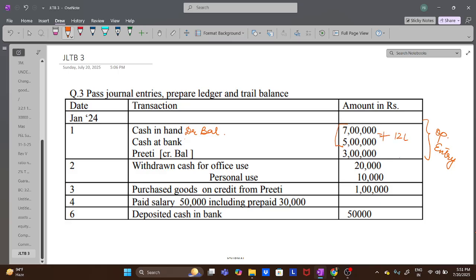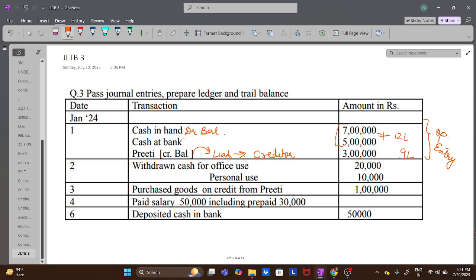And I have Preeti as credit balance. Liabilities have credit balance. So that means Preeti is our liability, means Preeti is our creditor. We owe her money. So 12 minus 3, asset minus liability is equal to capital. So 9 lakh is my capital. So let's proceed now to how it will look in the journal entry.